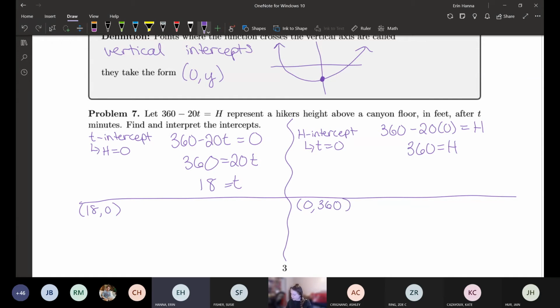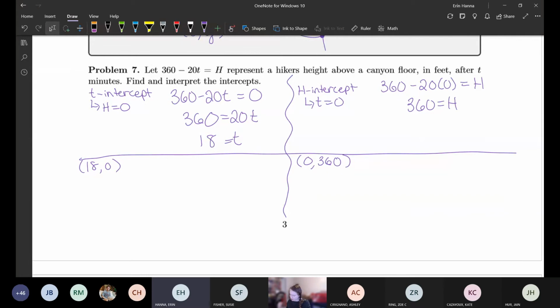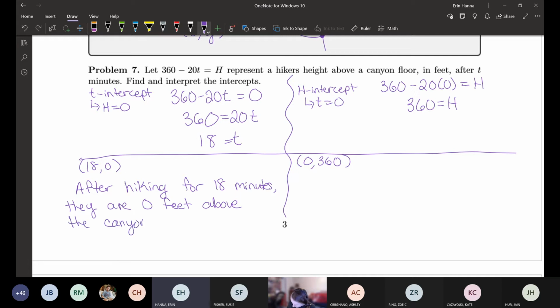So they're completely separate. But now if we want to interpret these, if t is the time in minutes and h is the height above a canyon floor, (18, 0) would mean 18 minutes, height of 0. So essentially after hiking for 18 minutes, they are 0 feet above the canyon floor. If you wanted to say something like after 18 minutes, they're on the canyon floor, that works too, because if they're 0 feet above the canyon floor, they're at the canyon floor. Essentially, anything that gets the point across and sounds moderately like English is good for me.